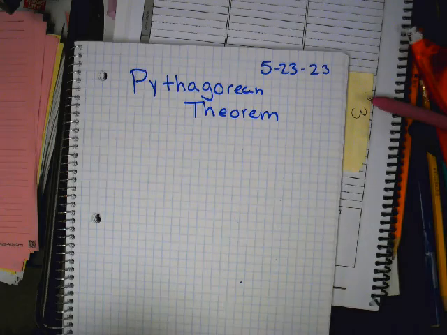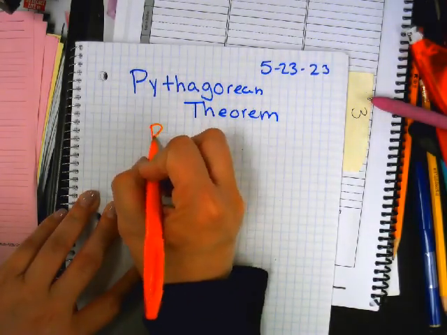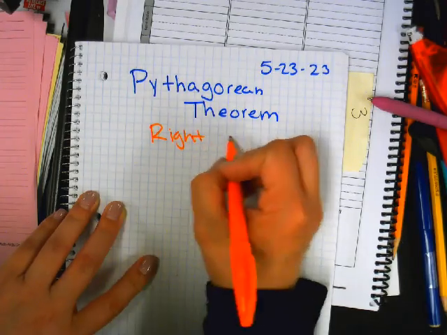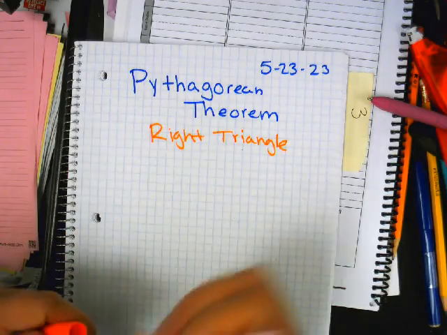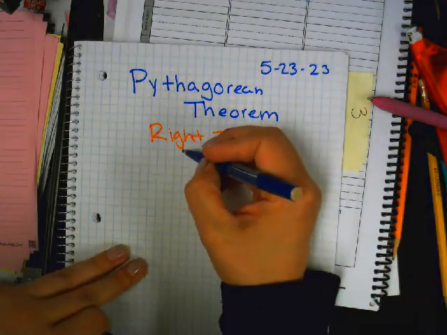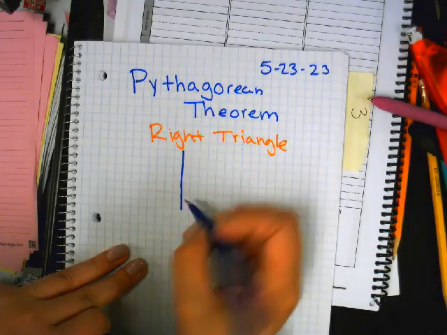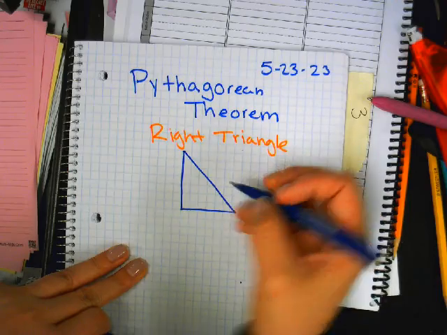Alright, now he developed a math problem, a math equation with a right triangle. This only works for a right triangle. What makes a triangle a right triangle? A 90-degree angle. It has a 90-degree angle. Very good. So here's my 90-degree angle.